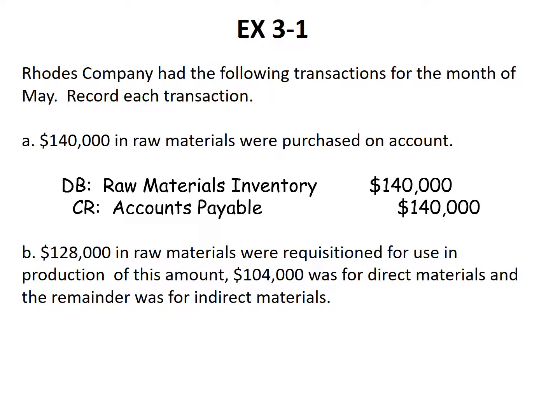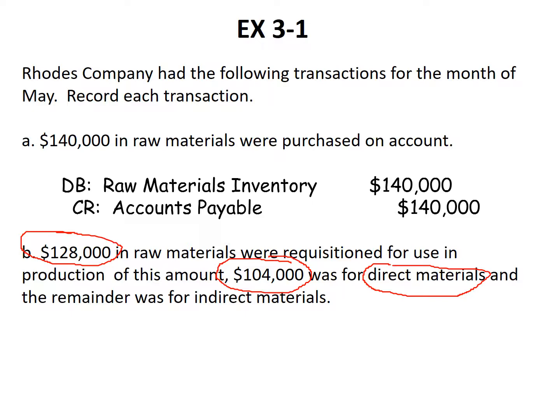Let's take a look at entry B. It says $128,000 in raw materials were requisitioned for use in production, and of this amount, $104,000 was for direct materials and the remainder was for indirect materials. So we know $128,000 of total materials were requisitioned. Out of this $128,000 worth of raw materials, $104,000 were used for direct materials or for production. So those direct materials eventually are going into work in process.